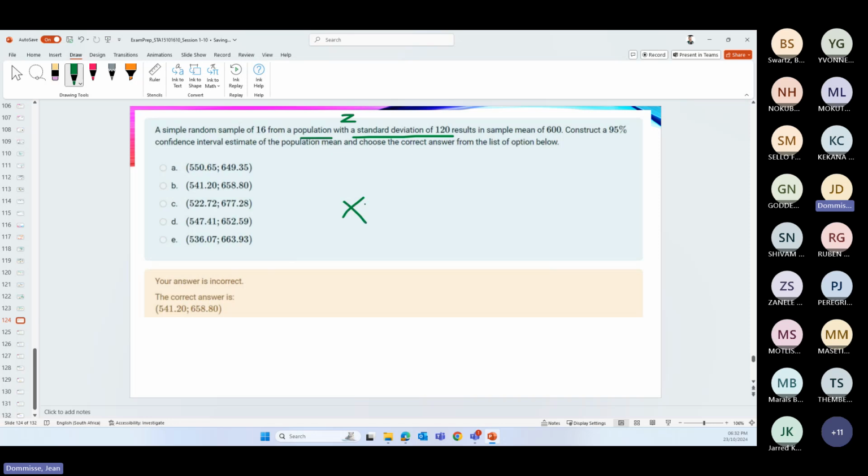So if we can work with a Z, we can work with this formula. Okay, so then we know a few other things. We know that 600.